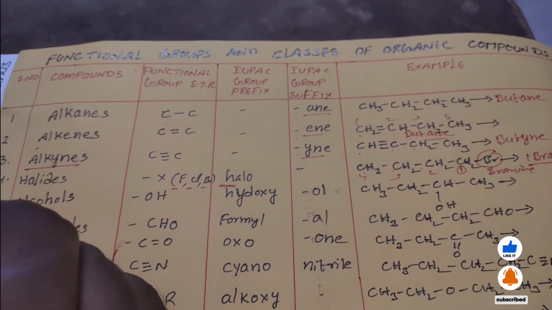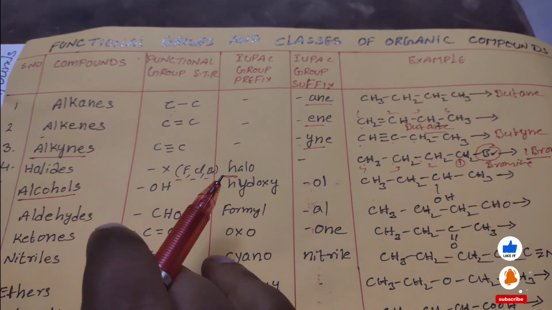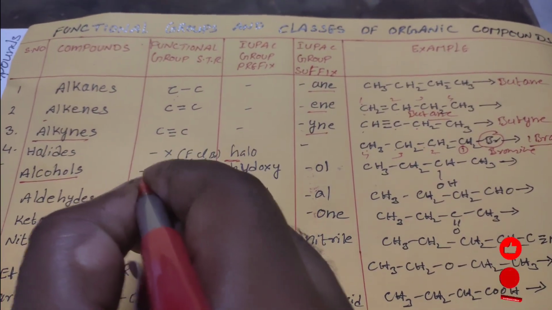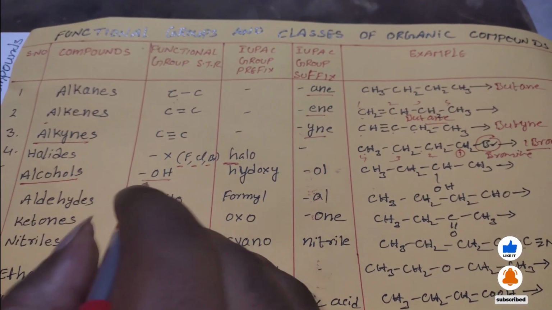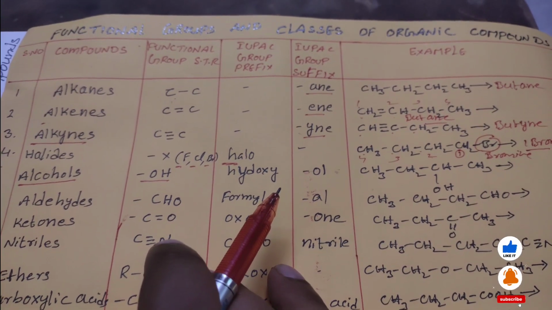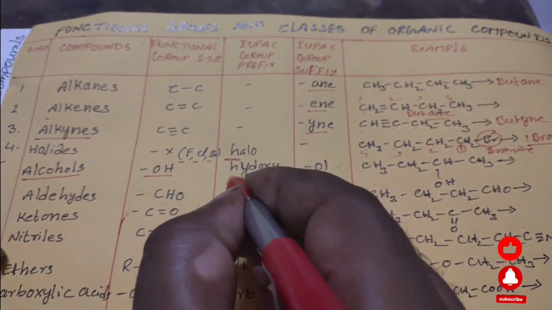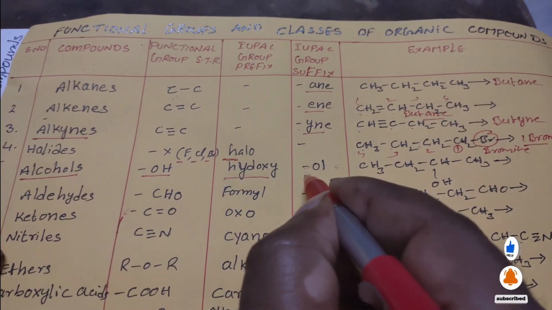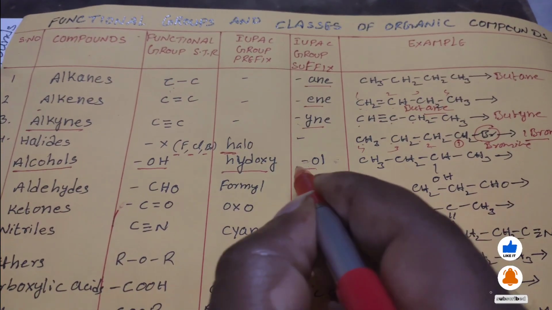Next one is the alcohols. So what is an alcohol? In the functional group structure of a given compound, they may contain the OH group. The OH group we simply consider as the alcohol. If it is given as a prefix, we read it as hydroxy. If it is given as the suffix, we call it ol.